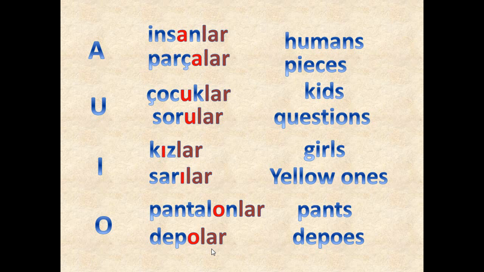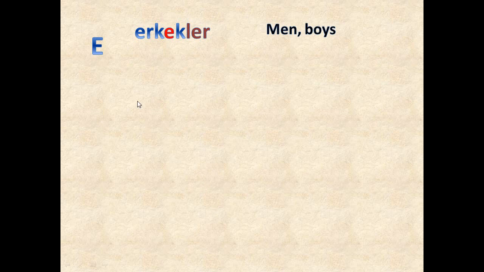Let's go to the thin sounds. Here we have e. We have an example for that. Erkekler. Erkek means man. Erkekler means men or boys. So here we have the sound e, as you see here, at the last syllable, and we chose ler for making it plural. The other example is kıyafetler.